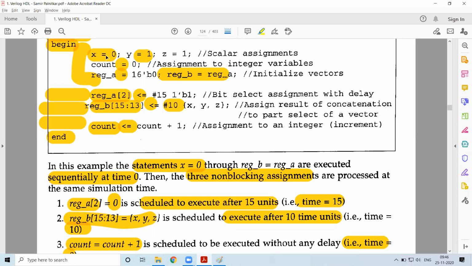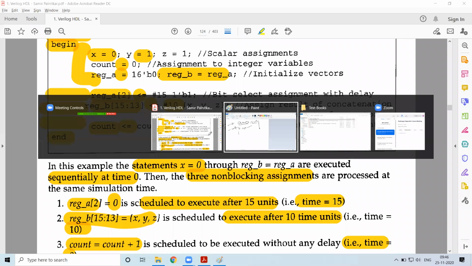So what happens is both start their execution, both start updating the values immediately. So what is the use of non-blocking?